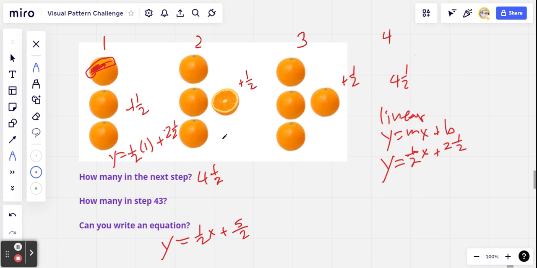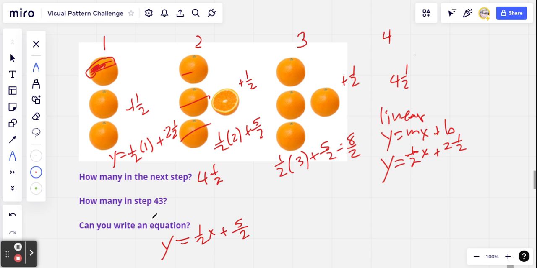So if I put in 2 for x here, that would be 1/2 times 2 plus 5/2. And 2 times 1/2 is 2/2. And 2/2 plus 5/2 is 7/2. And I have 3.5. Well, that is 1, 2, 3, 4, 5, 6, 7/2. And if I try this in step 3, it would be 1/2 times 3 plus 5/2. And 3 times 1/2 is 3/2. 3/2 plus 5/2 is 8/2. And that's 4. 8 divided by 2 is 4. And that's how many we have in step 3. So this equation looks good.